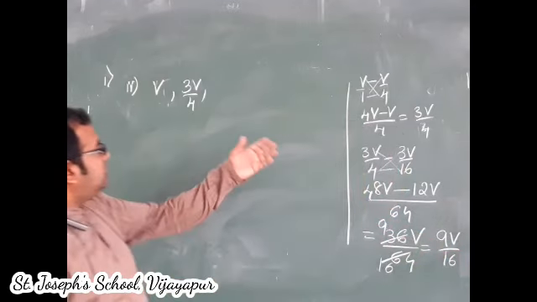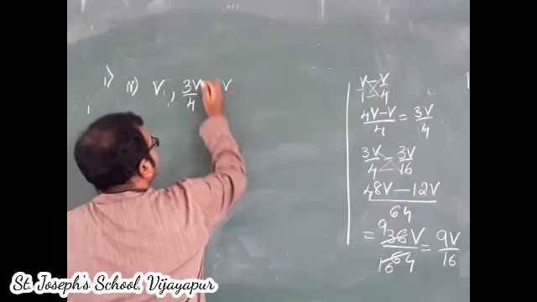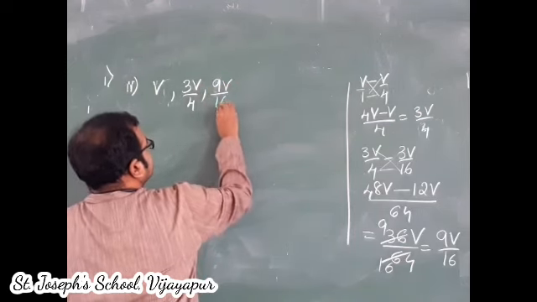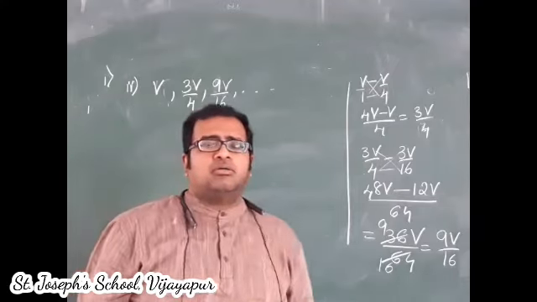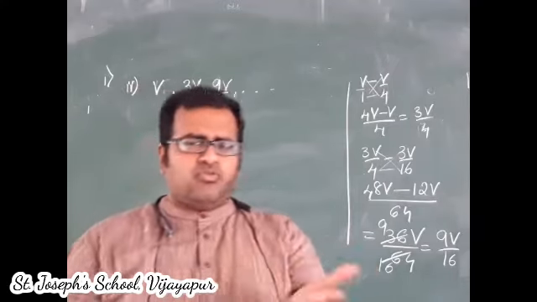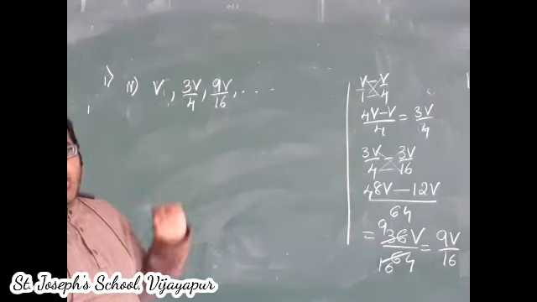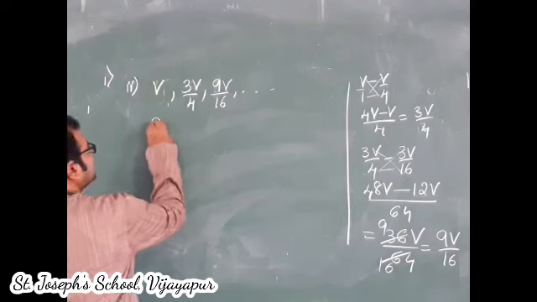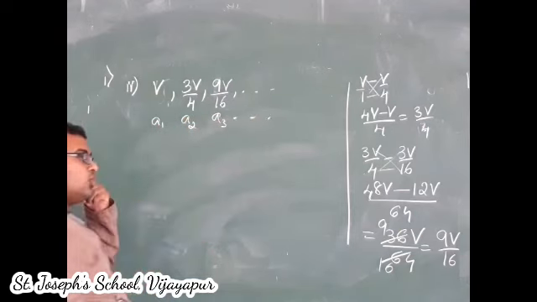So these are the values: 9V by 16, 9V by 16. I am going for just 3 of the terms, not going for 4 terms, not required in this case. Now to check whether this is an AP or not, what to do? We will call these as A1, A2, A3 and so on.